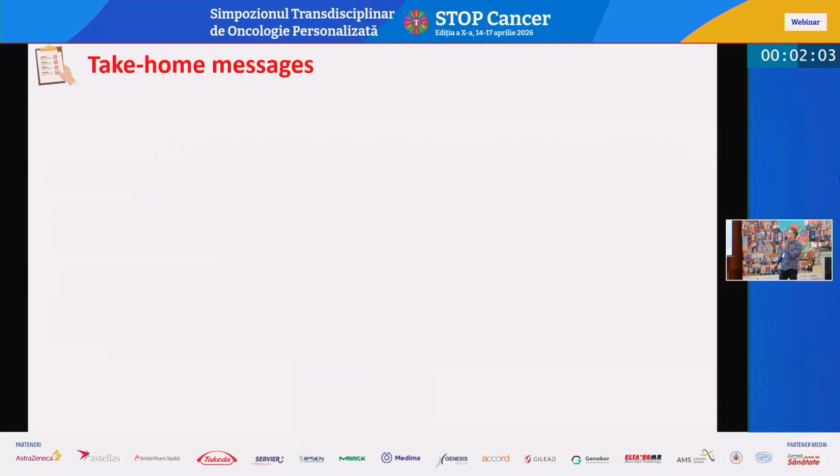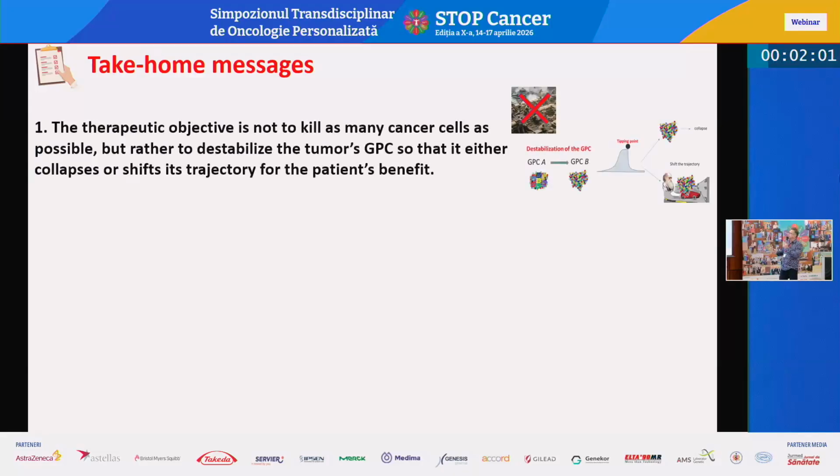So the take-home message is that with the GPC-based therapy, the first objective is not the total eradication of the tumor cells, but to induce more or less intense destabilization into the tumor to reach some strategic tipping point, above which the tumor is likely to collapse or to shift its trajectory.